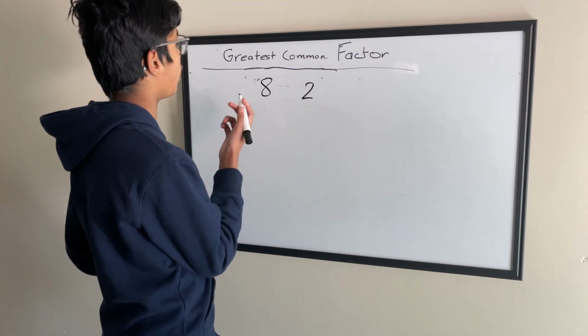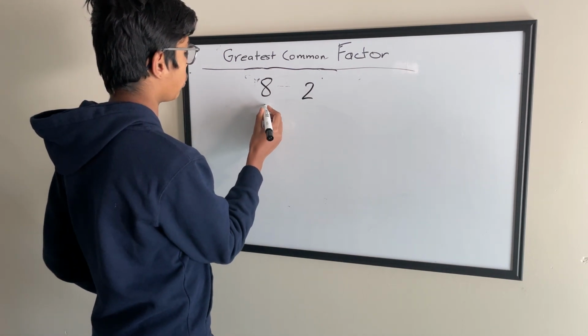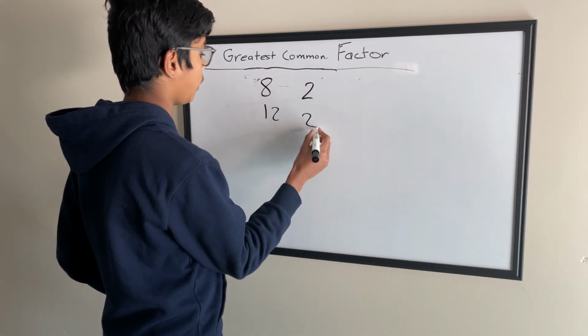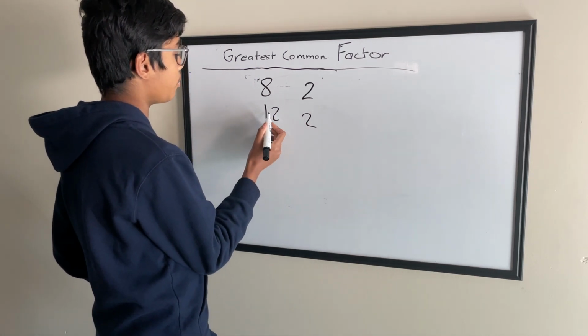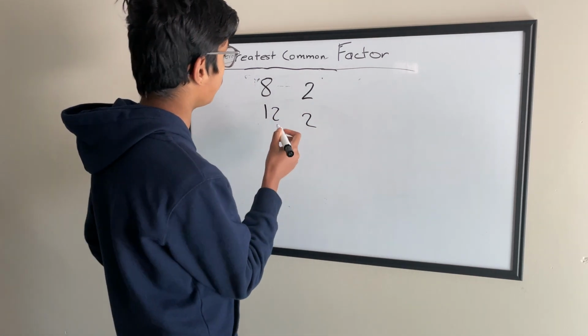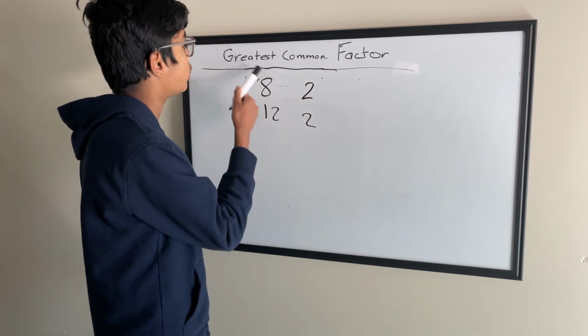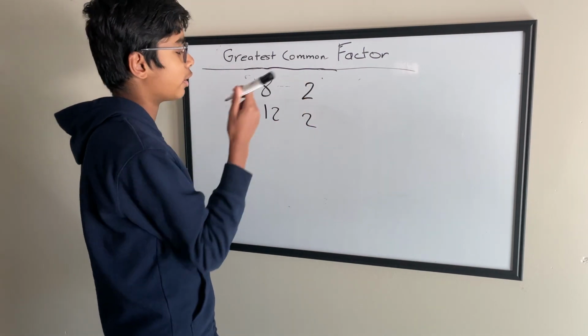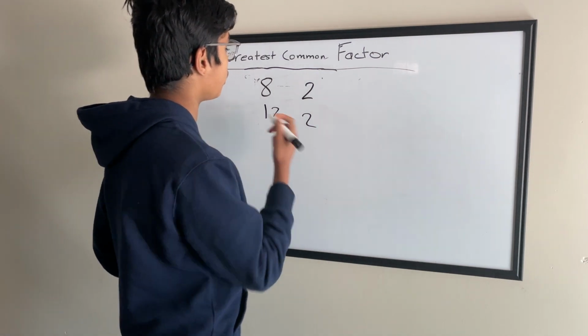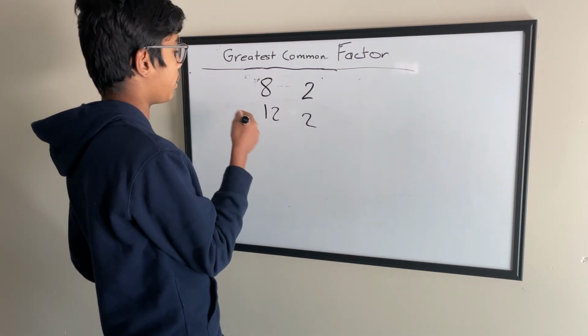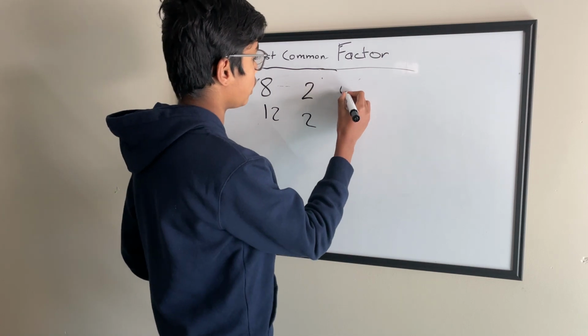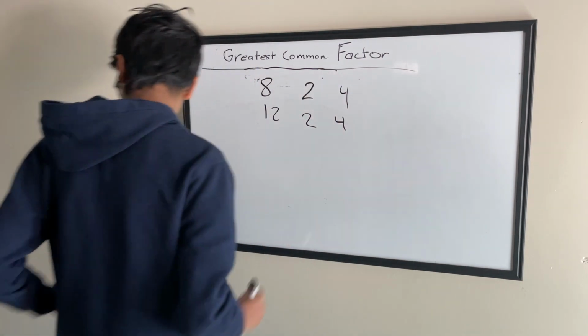So now I want to see a common factor. If we put 12, 2 is also a factor because 12 divided by 2 is 6, and 6 is a whole number. And these are common factors because they have the same factor. And then now I want to find the greatest common factor. So that means the greatest factor that is common for both of them. And for this, that would be 4.